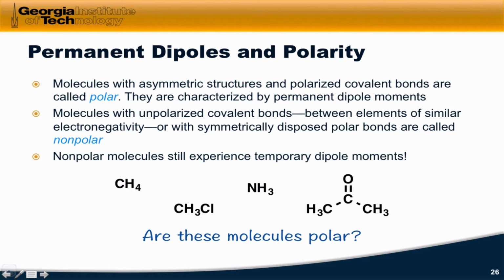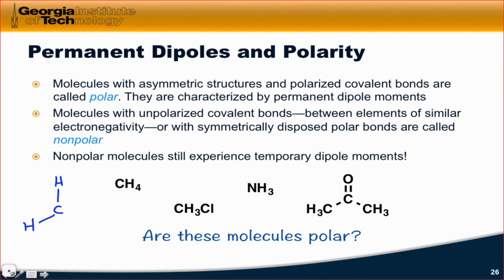So as we just saw, we characterize these molecules with very asymmetric distributions of electrons as polar. They have permanent non-zero dipole moments. Molecules that have dipole moments of 0 or near 0 are called nonpolar. However, nonpolar molecules can still experience temporary dipole moments. That's an important idea to keep in mind, and one we're going to see in action here in a second.